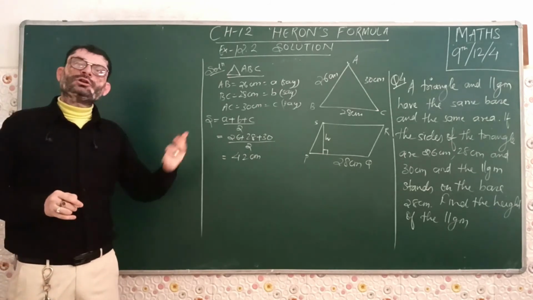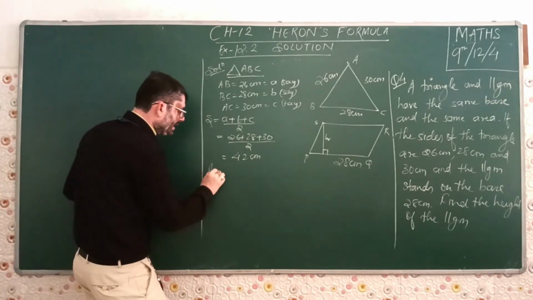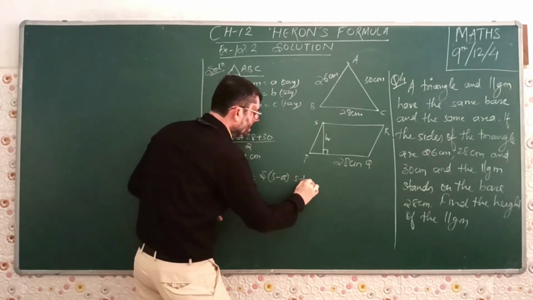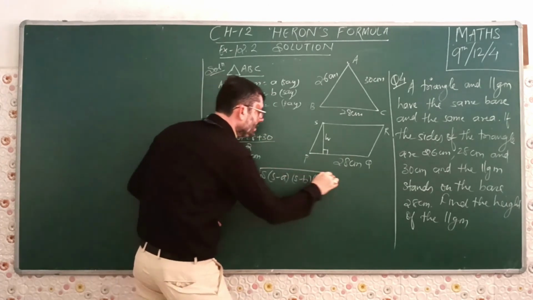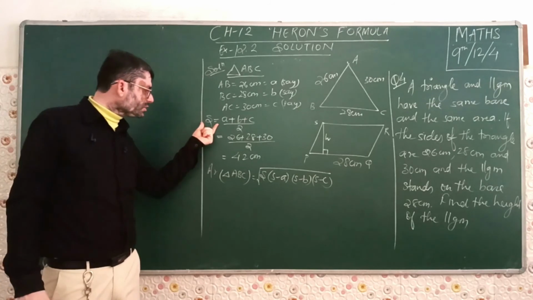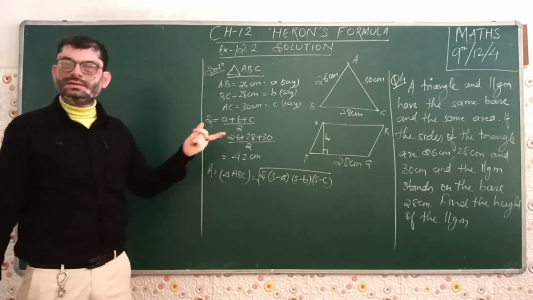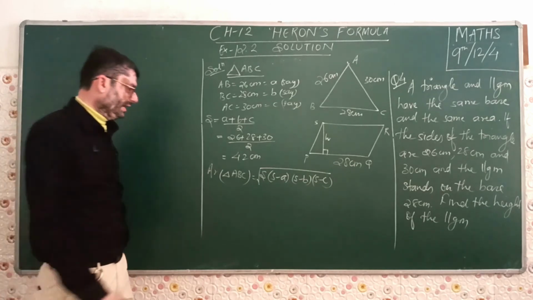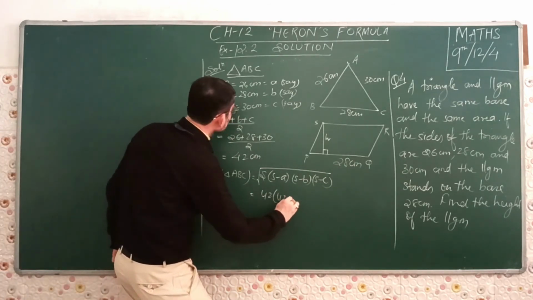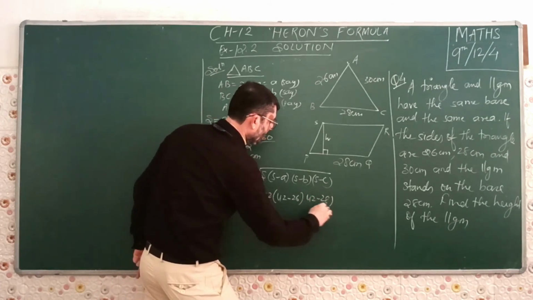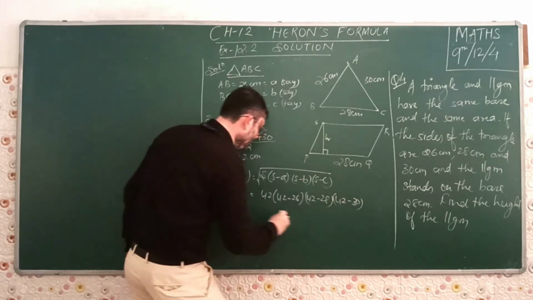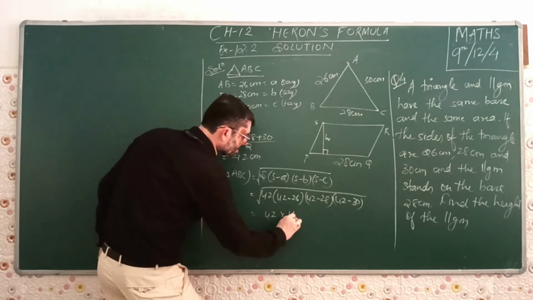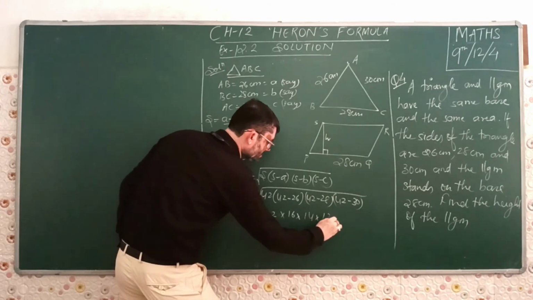Now when we apply Heron's formula for the area of the triangle, the area of triangle ABC is given by the square root of s into (s minus a), (s minus b), and (s minus c). Now we have all the four values. s we have, 42 centimeters, and we also have a, b, c. All the four values are available. We'll just be substituting, simplifying and solving, and we'll get the area of the triangle. So s is 42, 42 minus 26, 42 minus 28, and 42 minus 30. 42 minus 26 is 16, 42 minus 28 is 14, and this is 12.